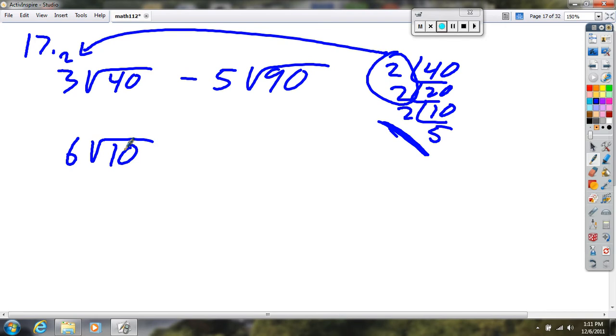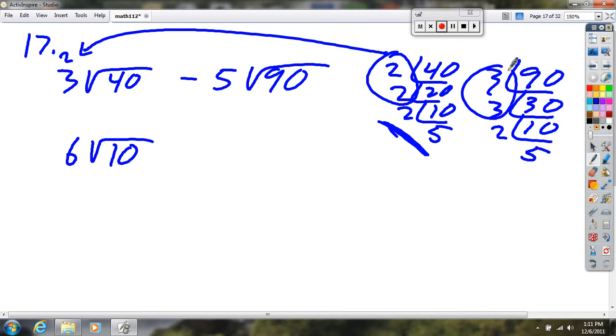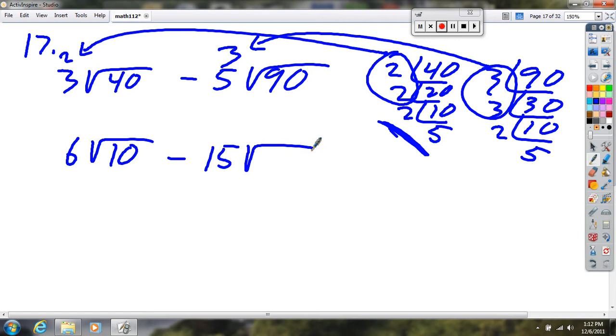That's the first part. Second one, we have a 90. Break it down. What goes into 90? 3, 30 times, 3, 10 times, 2 times 5 with a pair of 3s. That pair of 3s comes here because we're working with this problem. So there's a 3. So I have a negative. 3 times 5 is 15. Times the square root of, what's not circled? 2 times 5, which is 10.